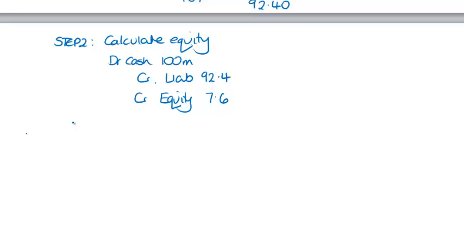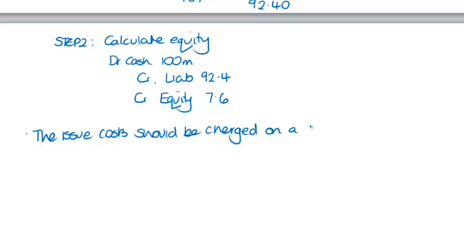It's at this stage we get the twist. And if you've ignored the twist, you'd have still picked up 5 marks out of 6. So don't stress about something which you perhaps haven't seen before. The issue costs should be charged on a pro rata basis against debt and equity.